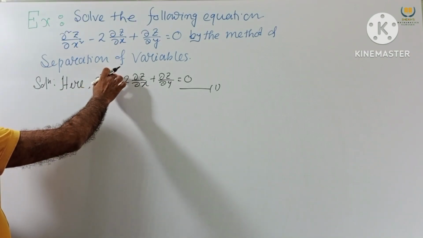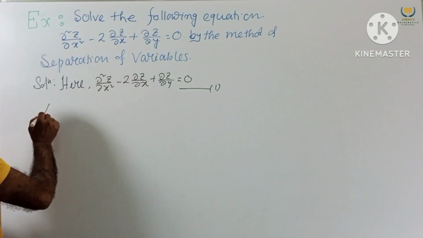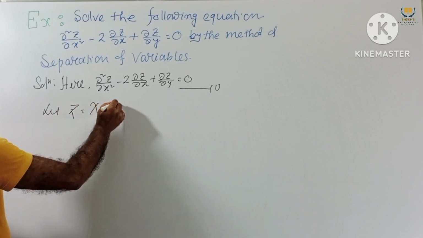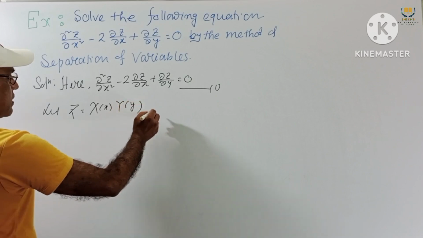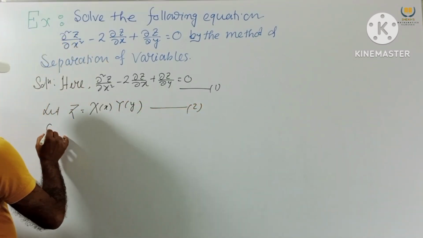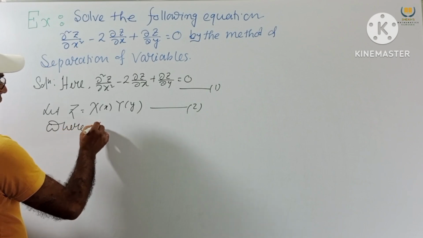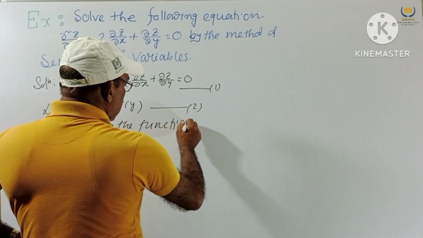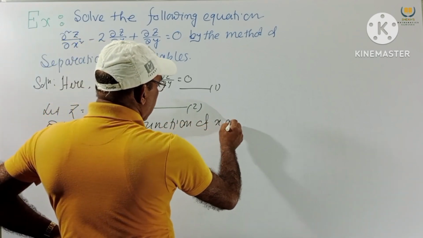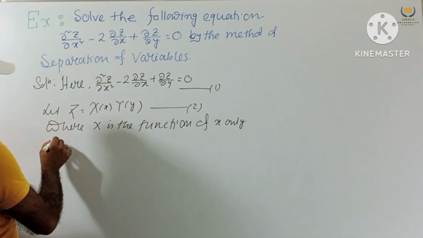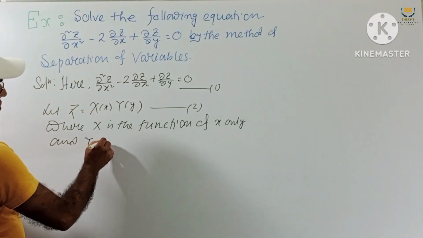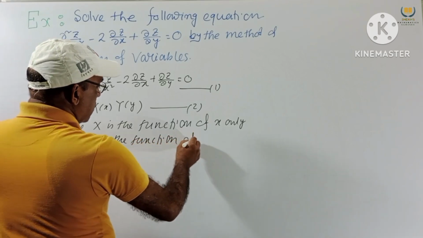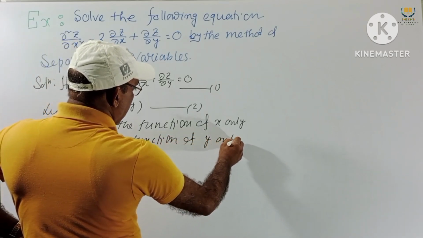Here z is a function of x and y. Let z equal to X Y. This is number 2, where X is the function of x only and Y is the function of y only.